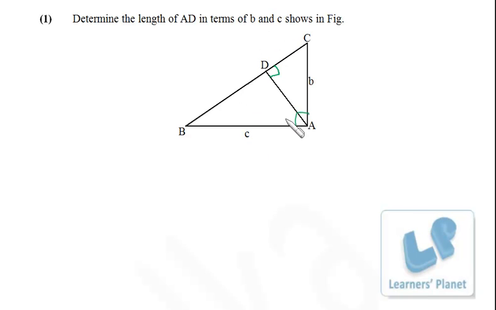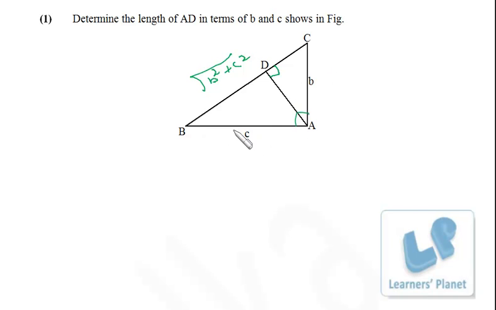So what is the first step? First of all, we need to find out the length BC. That is root of B square plus C square. Now we have to find out length AD. Now that's an important concept I am going to discuss over here. Very frequently we have to use this concept.